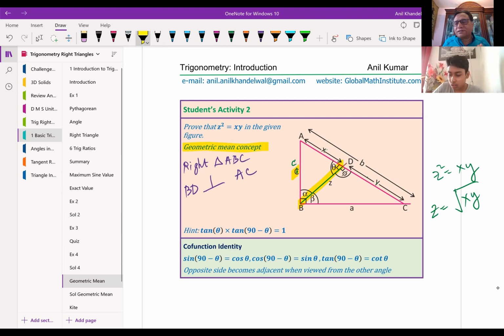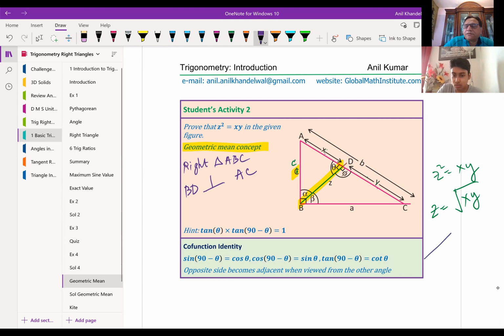Because geometric means product, correct? So you just multiply them and then take the square root. You know what is arithmetic mean? No, sir. A plus B, if there are two numbers, arithmetic mean is divided by 2, the average. So we have some questions based on geometric mean and arithmetic mean. Arithmetic mean is just add the numbers, divide by 2. Geometric mean means multiply, square root. Is that clear to you? Okay. So that is what we are going to show here, that this length is the geometric mean of the other two sides.